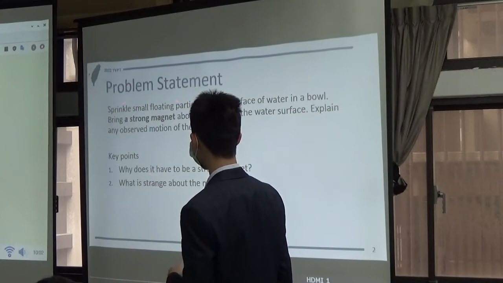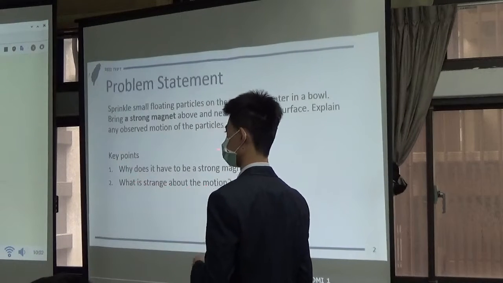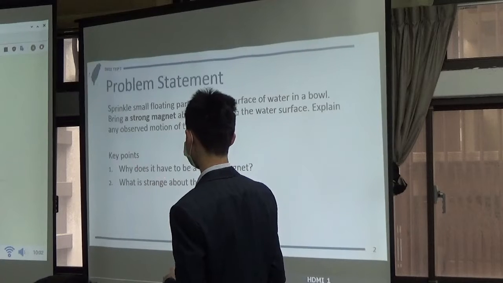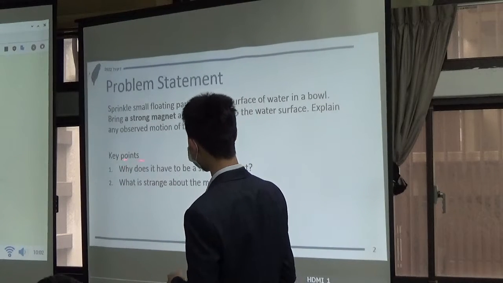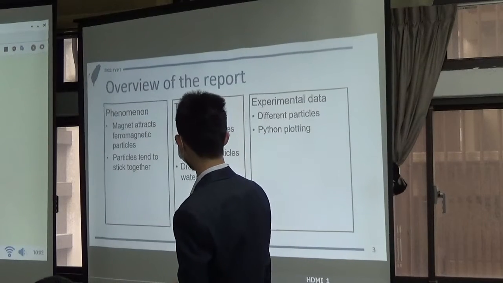I think what's really interesting about this problem statement is that it says we have to use a strong magnet, which we think is not explained by the reporting team. We also think that the reporting team has to explain what is strange about the motion. And here's the overview of the report.